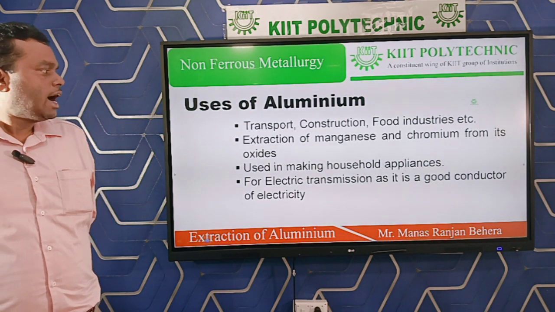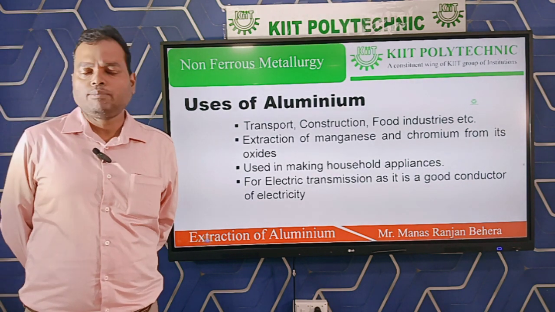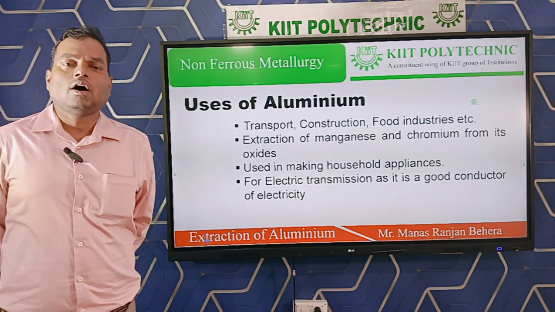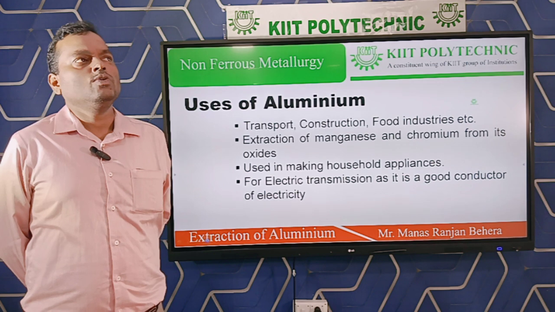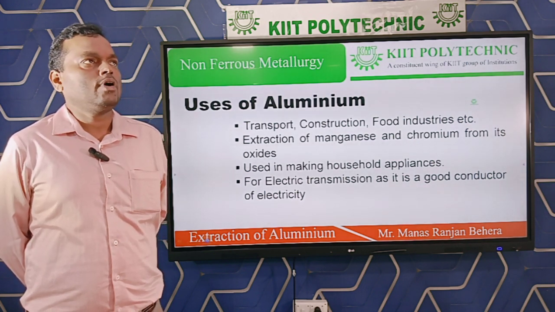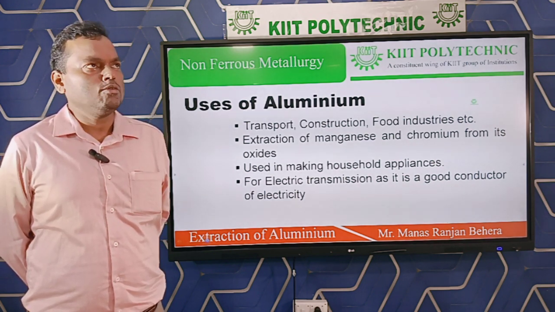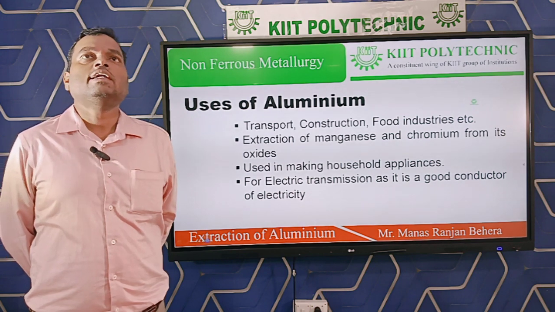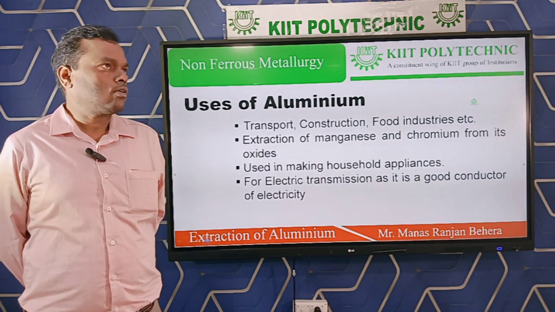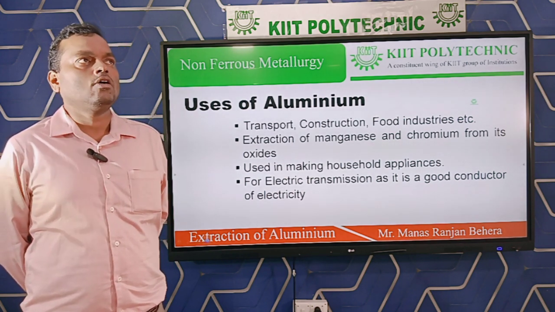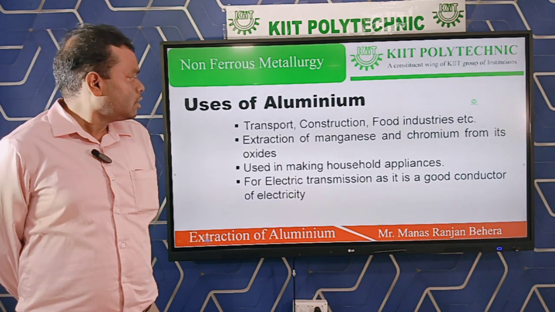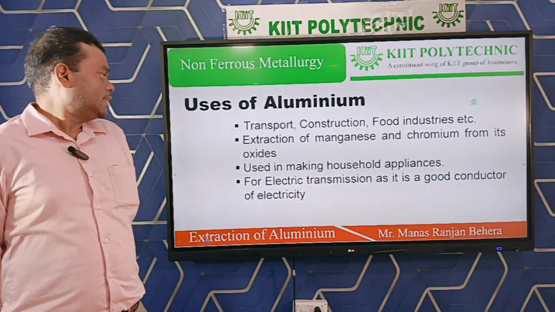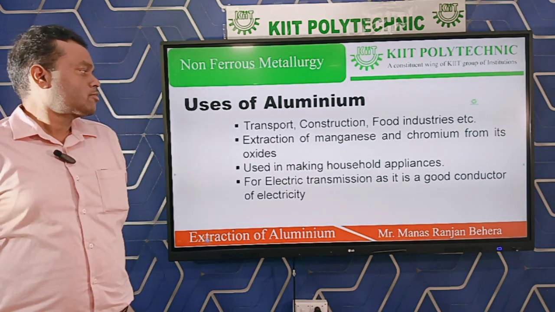Then comes household appliances. In our house, in our kitchen, we use aluminum mostly. Our utensils are made of aluminum. Our electrical appliances and other important appliances used in the home also use aluminum.